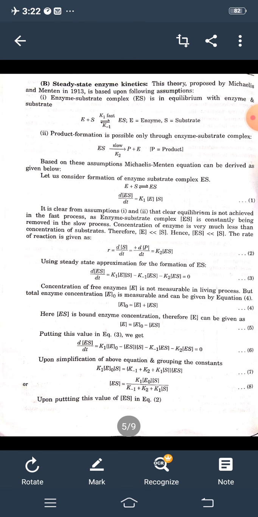Putting this value in equation 3, we get d[ES]/dt = k1([E]0 − [ES])[S] − k−1[ES] − k2[ES] = 0. On simplifying the above equation, the concentration of enzyme-substrate complex is [ES] = k1[E]0[S] / (k−1 + k2 + k1[S]).